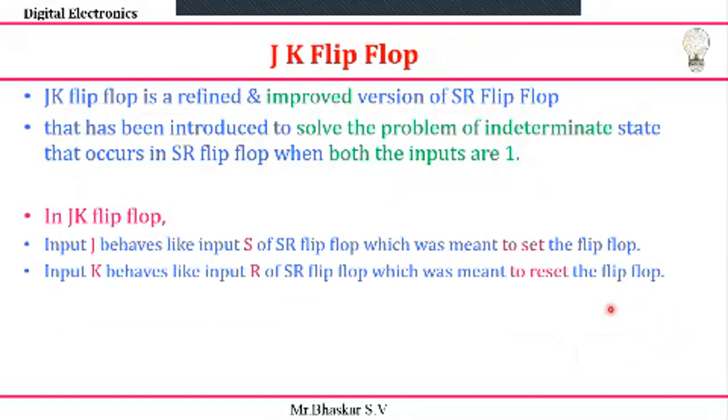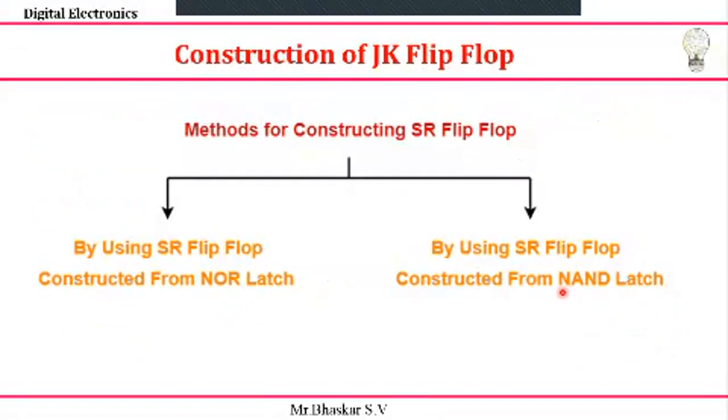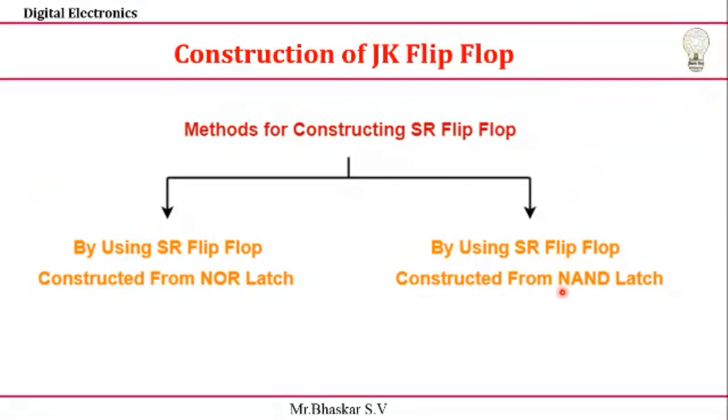The input J behaves like S and K behaves like R. So J is nothing but set, and K is nothing but reset. Then how do we construct the JK flip-flop? We can construct the JK flip-flop using two latches, either the NOR latch or the NAND latch, with a similar structure to how we construct the SR flip-flop. Only the difference is that we make some extra connections in the JK flip-flop.